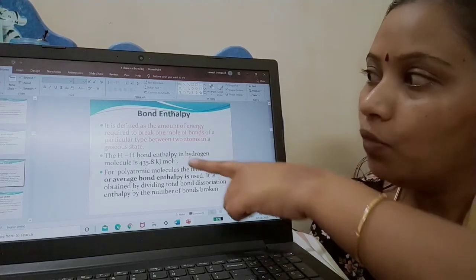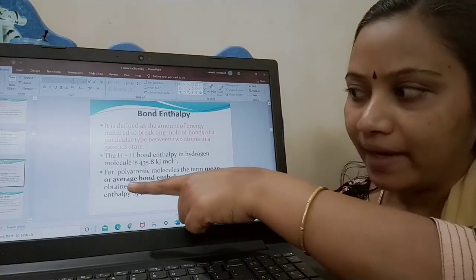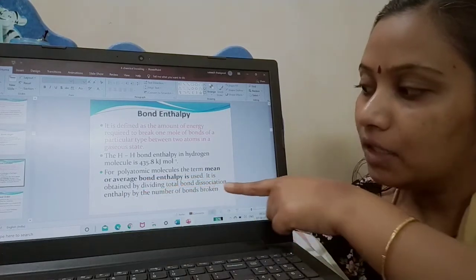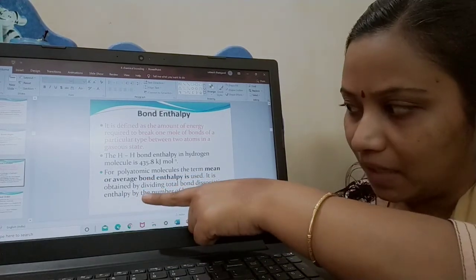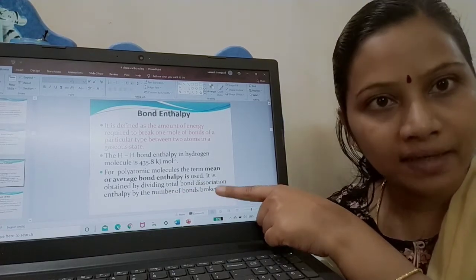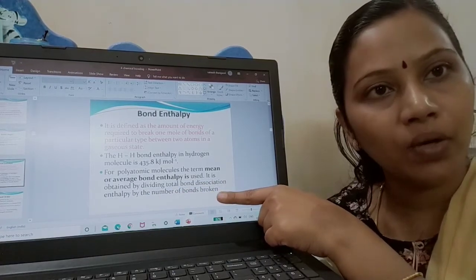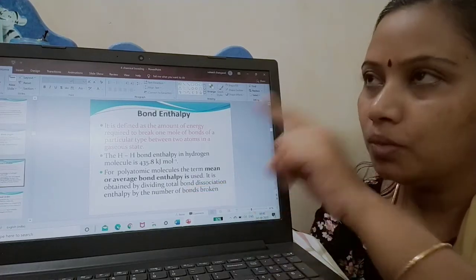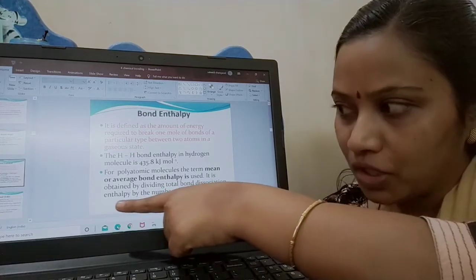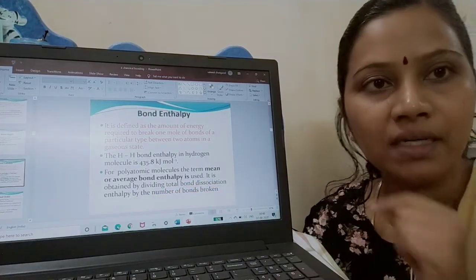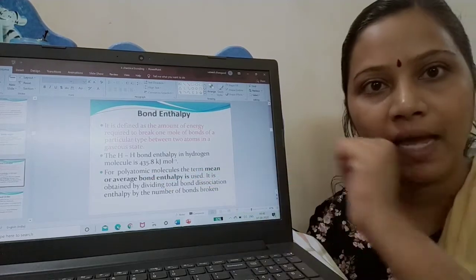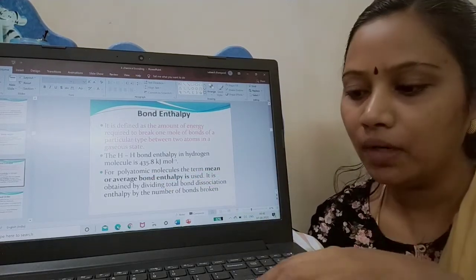How will you obtain this average bond enthalpy? It is obtained by dividing the total bond dissociation enthalpy by the number of bonds broken. You keep the numerator as the total bond dissociation enthalpy and the denominator as the number of bonds broken. When I do this, I get the value for average bond enthalpy or mean bond enthalpy.